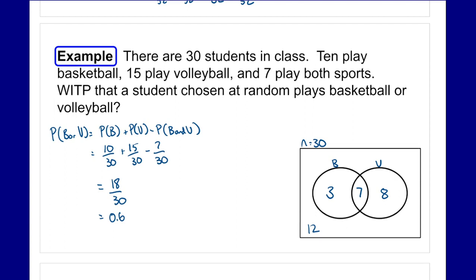You could also use the Venn diagram to help, because you can just say, okay, well, the probability of basketball or volleyball, we add up all the possible outcomes, so 3 plus 7 plus 8 over 30, which gives us the 18 over 30. So depending on how you want to visualize it, either way will work.